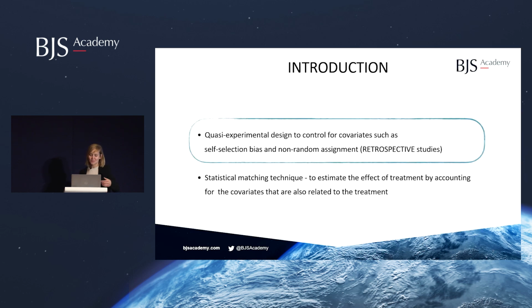This technique, propensity score matching, is designed to partly correct this limitation of quasi-experimental designs, and it's a statistical method employed in retrospective studies, trying to mitigate biases. The biases we deal with are selection bias, non-random assessment, etc. So we try to convert a retrospective study into something like a randomized control trial.